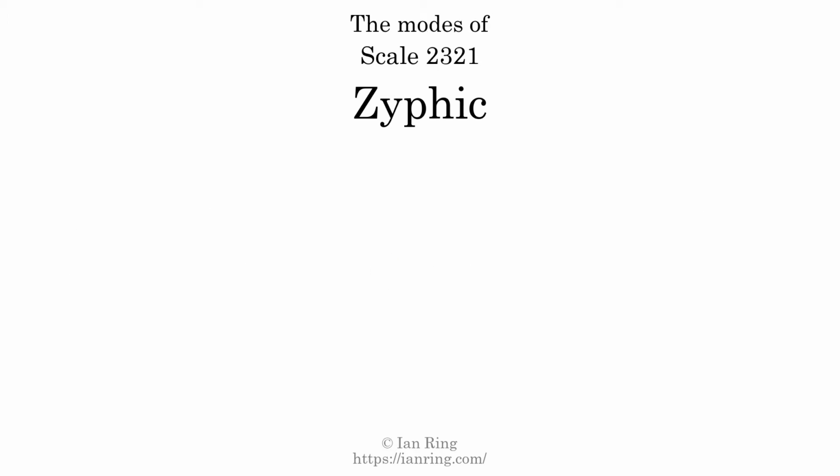This scale has 4 modes. The first mode is itself. The second mode is scale 401, also known as apogic. It sounds like this.